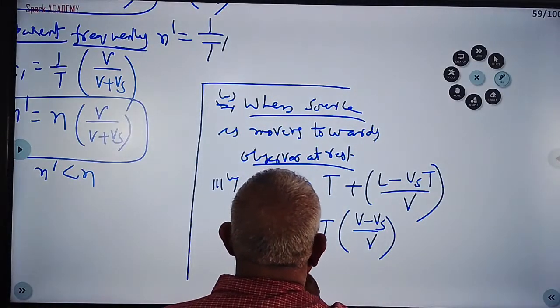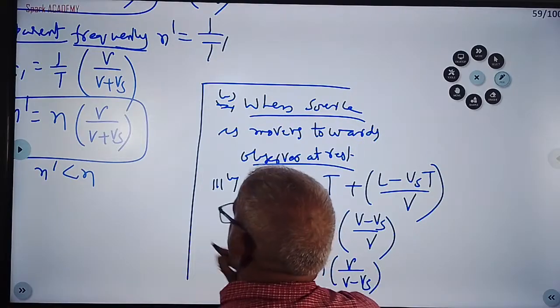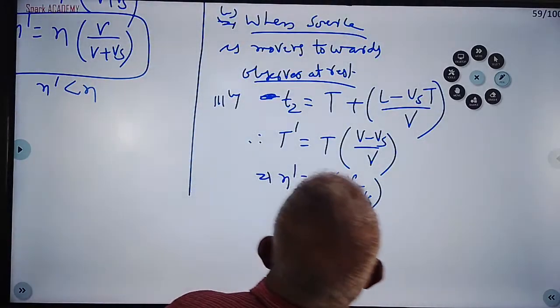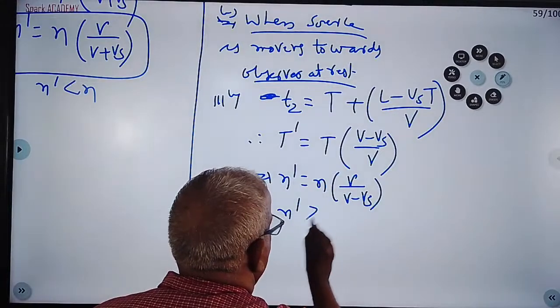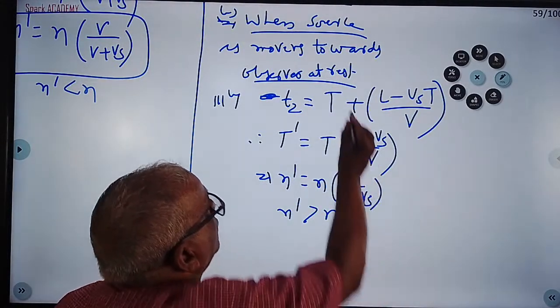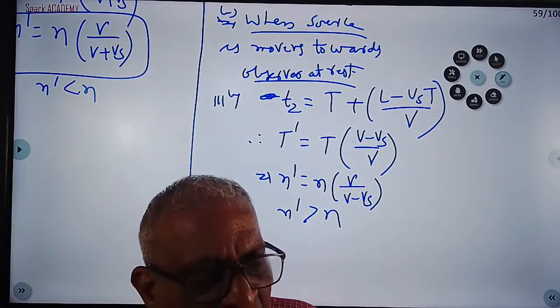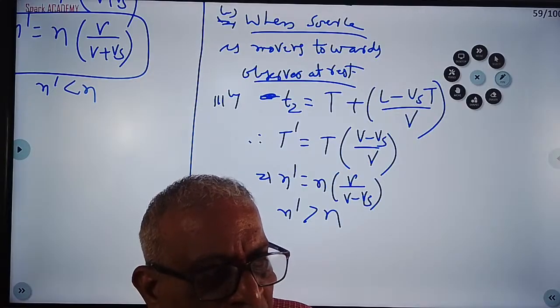It implies that N dash is nothing but N into V by V minus Vs. Instead of plus, you take the minus sign. This is called N dash greater than N when the source is moving towards the observer. You have to understand this very carefully. When the source is moving away, frequency decreases. When the source moves towards the observer, frequency increases.